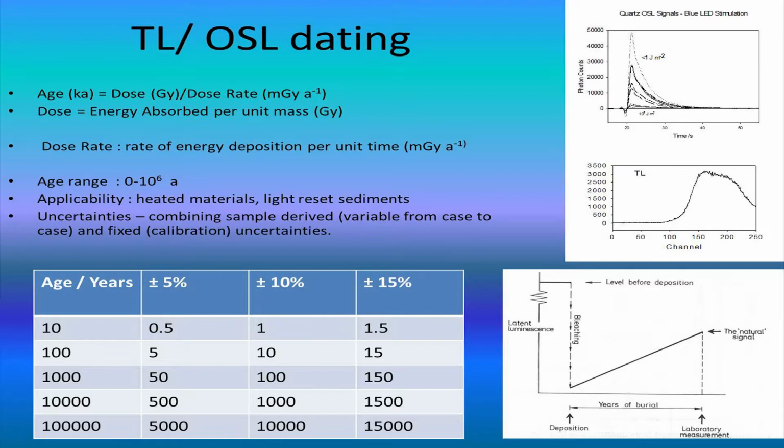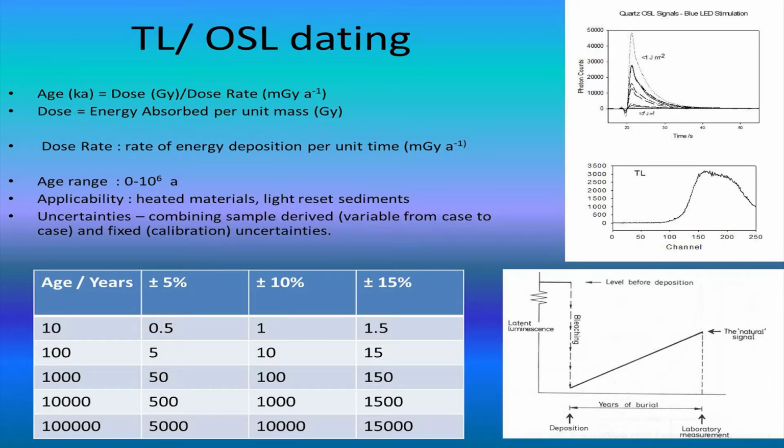The precision with this varies. You can see here I've got a small table. 5% is a good precision, up to 10 or 15, but you can also see that the limit of the technique extends much further back than C14, so we can use this in a variety of different types of materials to help us answer more questions about sites.